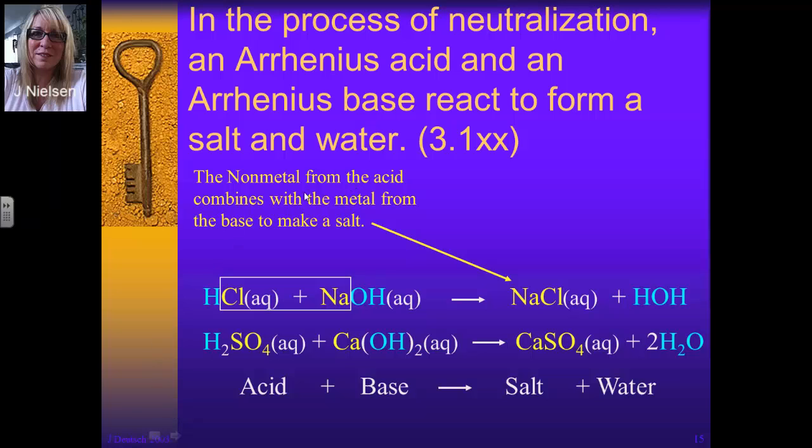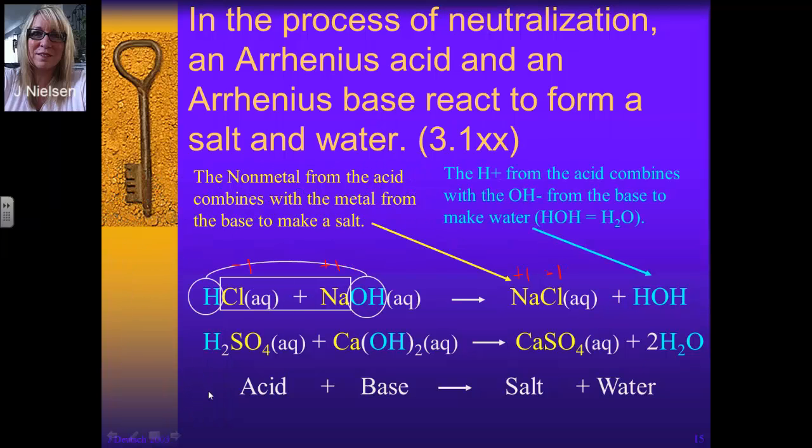The nonmetal from the acid, which is the negative, combines with the metal from the base, which is the positive, to make the salt. So the positive Na and the negative Cl combine to make salt. The H from the acid combines with the OH from the base to make water.